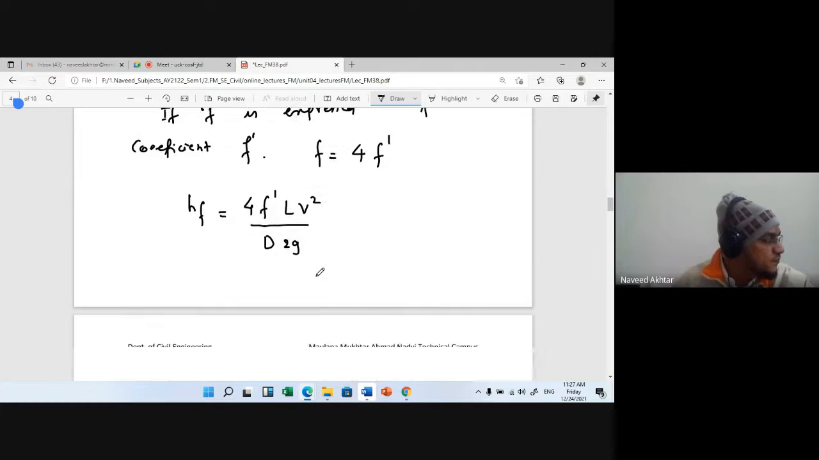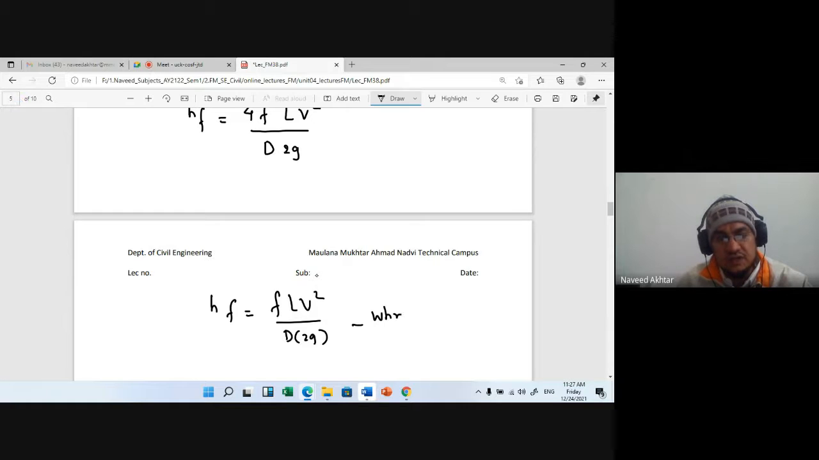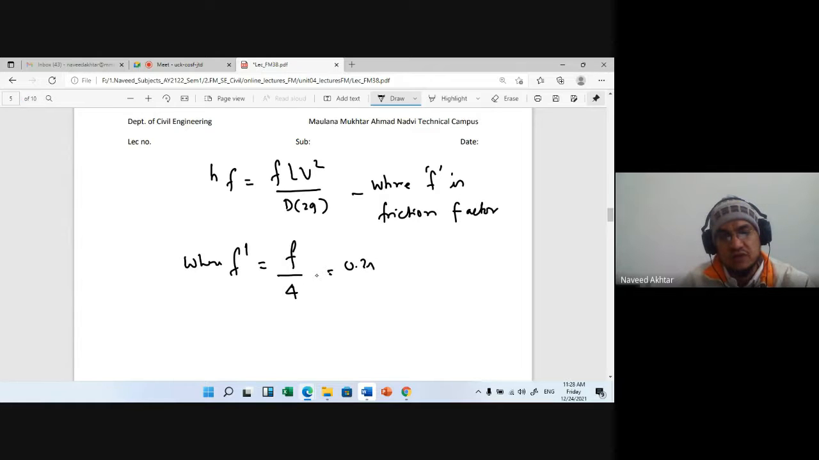So this equation can again be written as HF is equal to F L V square upon D into 2G, where F is the friction factor, and F dash is the friction coefficient, which is nothing but F divided by 4, or 0.2 pi into F.